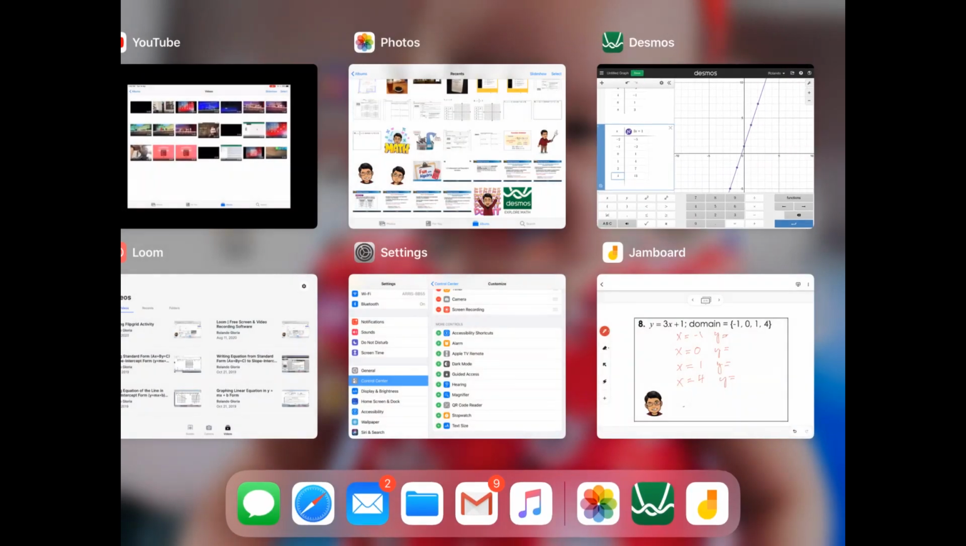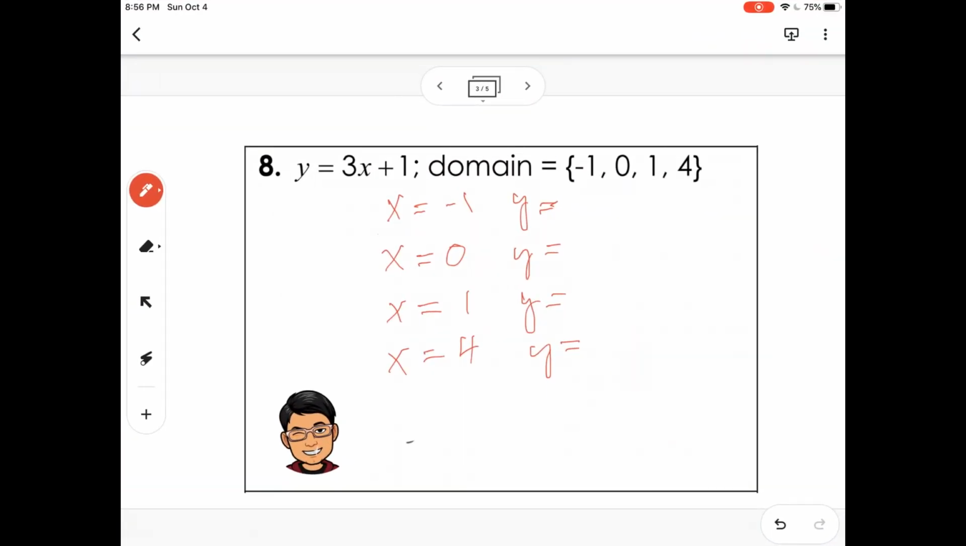Okay, let's go back to our Jamboard to complete our answer. So when x is -1, y is -2. When x equals 0, y equals 1. When x equals 1, y equals 4. And when x equals 4, y equals 13. So let's write our final answer. Okay, range. Don't forget your little curly bracket. -2, 1, 4, and 13.